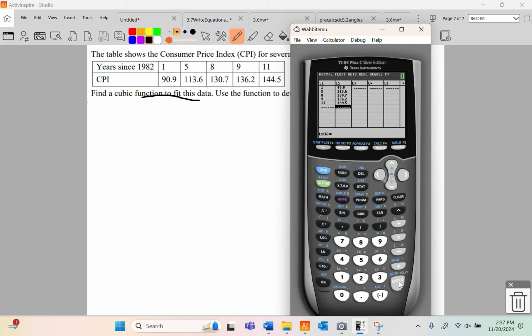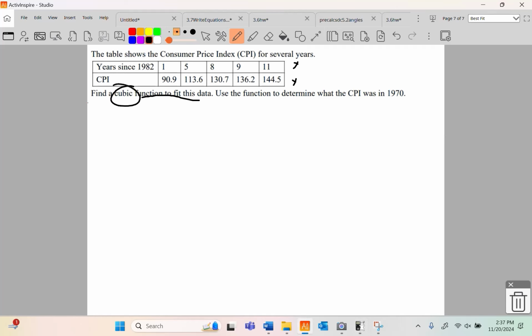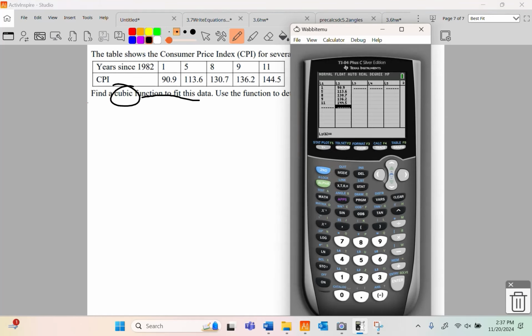All right, so it says cubic function. Have you got everything typed in? What do you do? You don't have to quit, actually. I'm just going to Stat. Now, it's cubic. Cubic is a 6, right? Scroll on down to calculate, and the calculator gives back an equation.